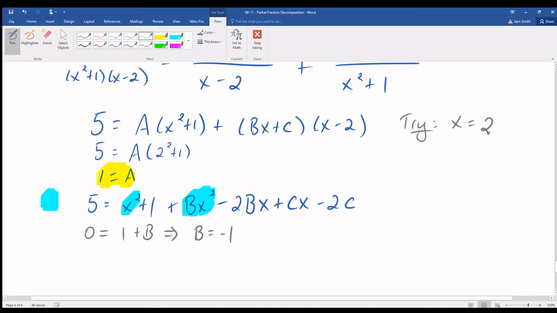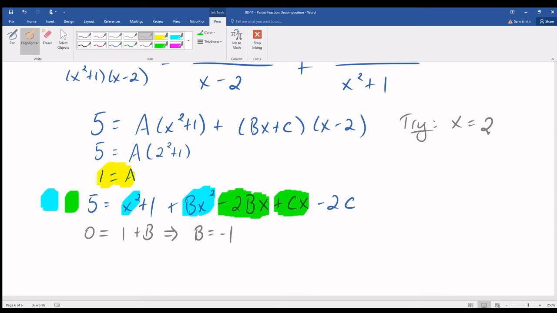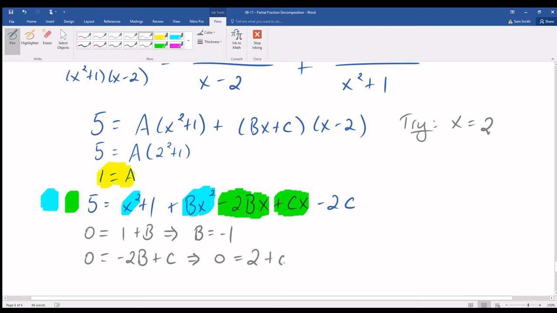We can also look at the x terms: negative 2Bx, Cx, but no x's on the other side. So that means that 0 is equal to negative 2B plus C. And using the fact that B is minus 1, I can find that B times negative 2 is equal to positive 2. So C is equal to negative 2. Let's highlight that as well.